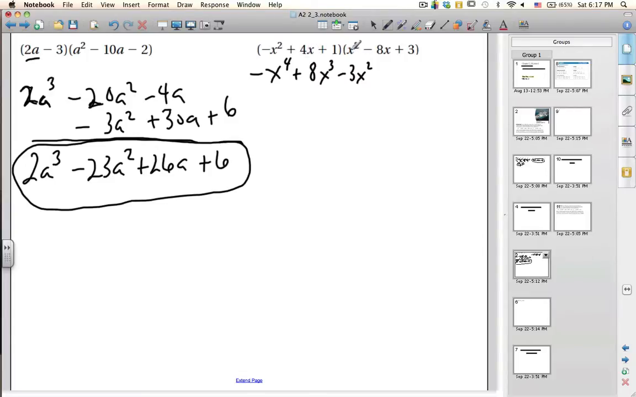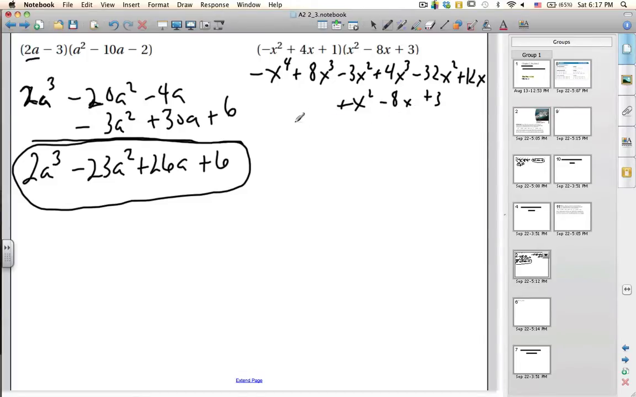Plus 4x times x squared is plus 4x cubed. 4x times minus 8x is minus 32x squared. And 4x times 3 is plus 12x. Now I've run out of space, but I'm moving on to the next term, and I'll have x squared, right? It'll be plus x squared minus 8x plus 3. When I multiplied everything by 1, they really didn't change.